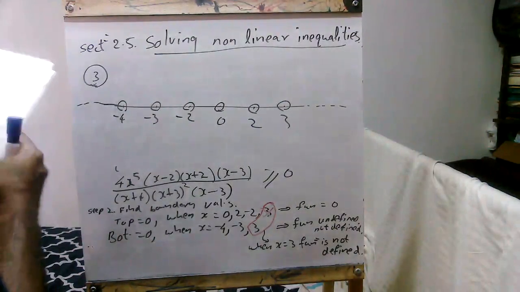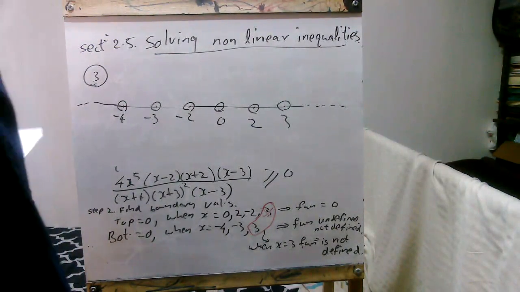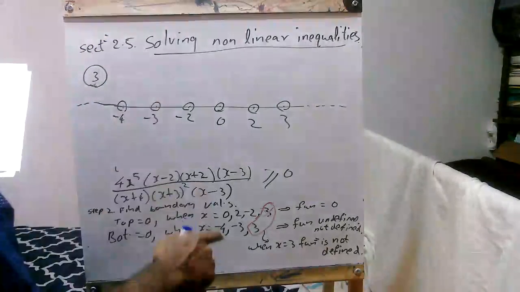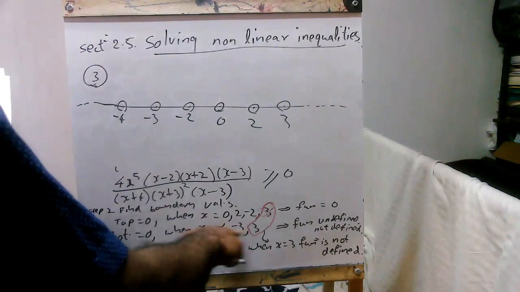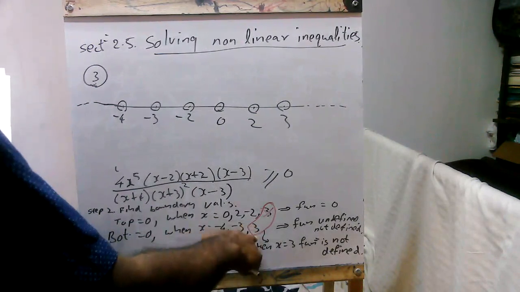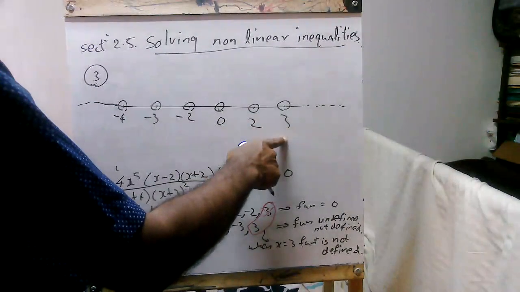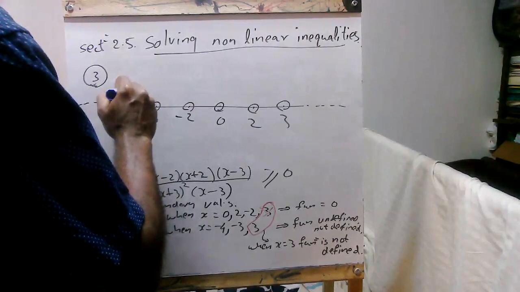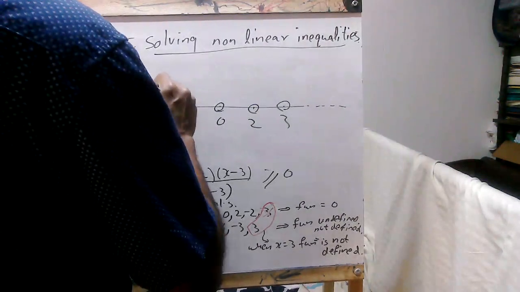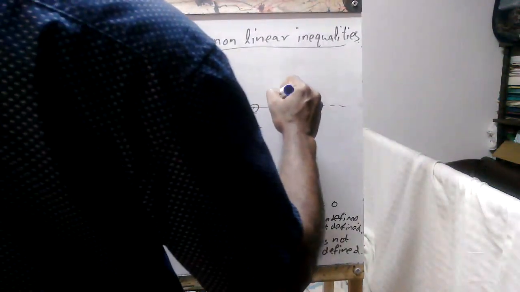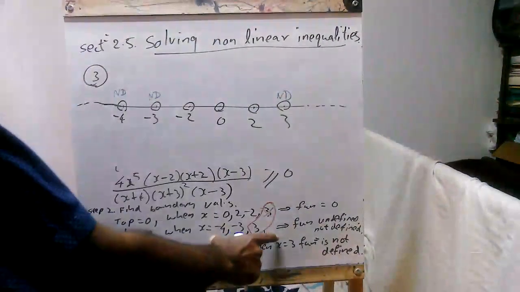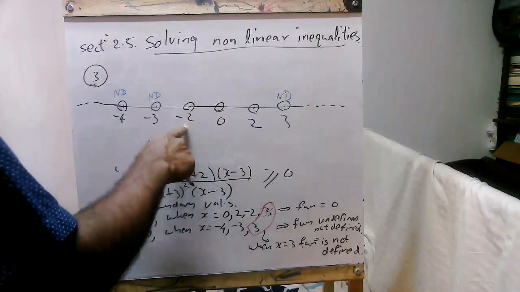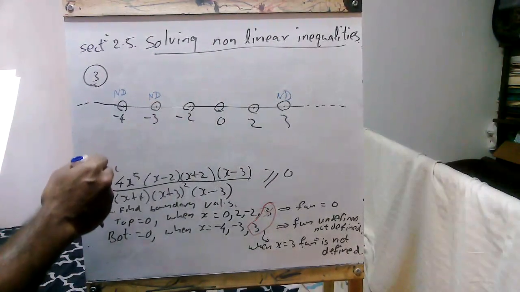Okay, now we know at this point what's happening to the function. At -4, -3, and 3, whenever they appear in the denominator, the function is undefined. First we look at the denominator. Everywhere else, at 0, 2 and -2, these three numbers, the function is 0.